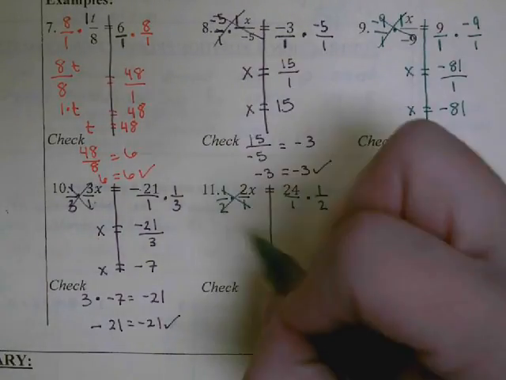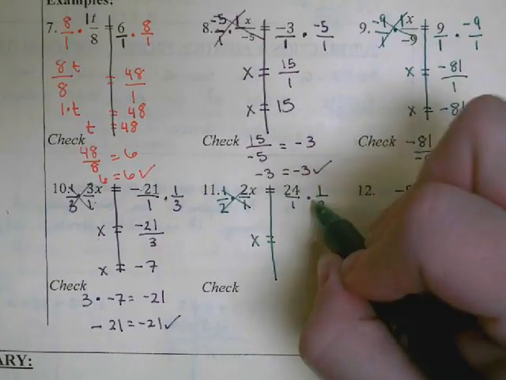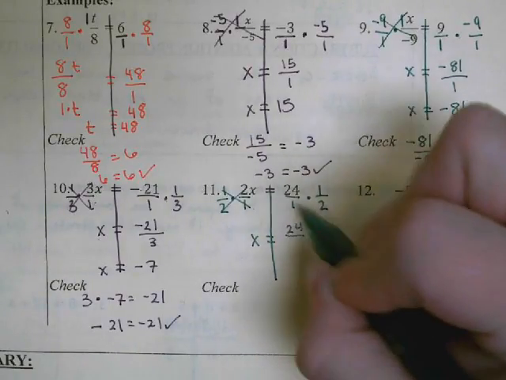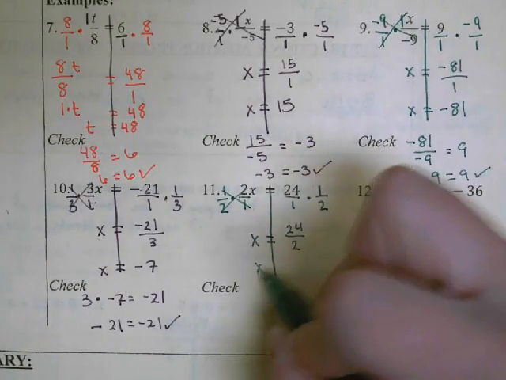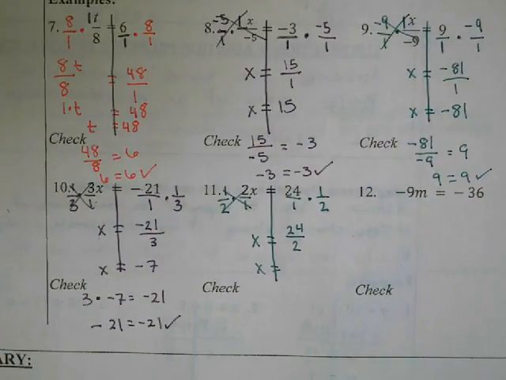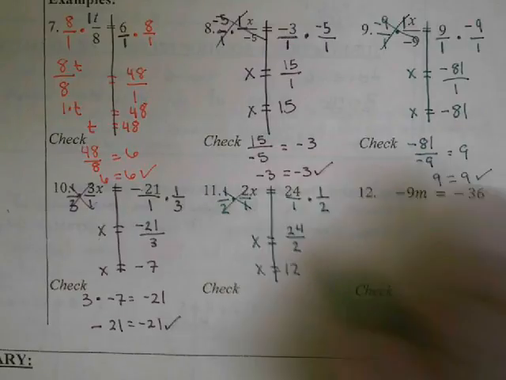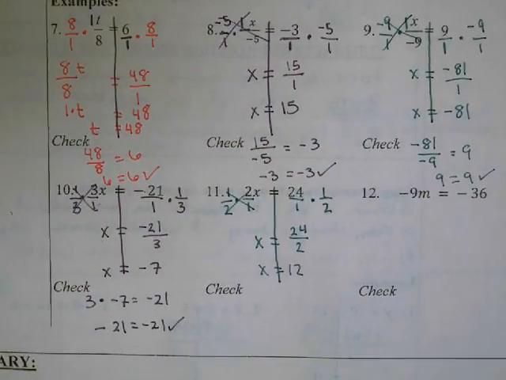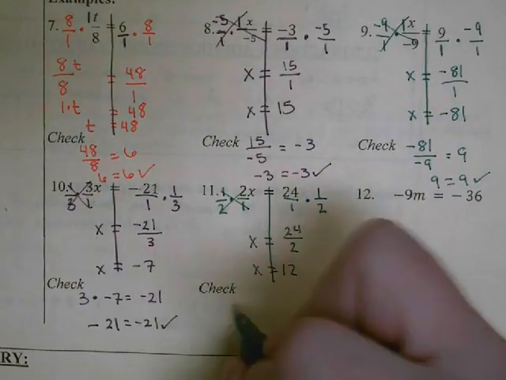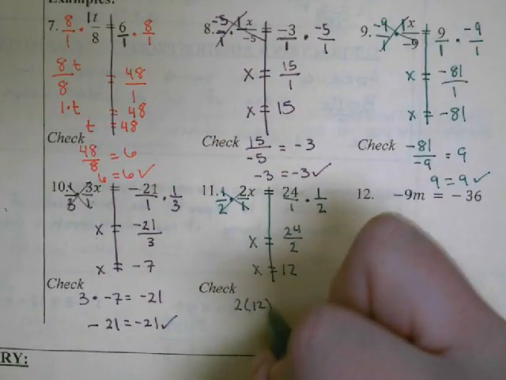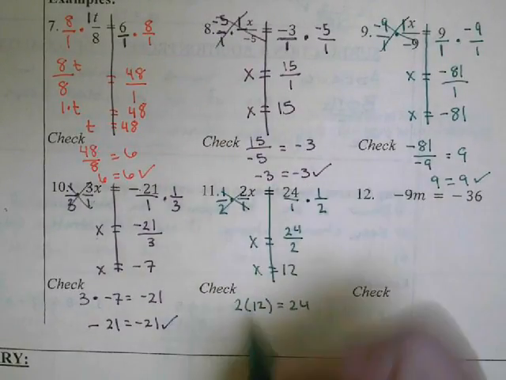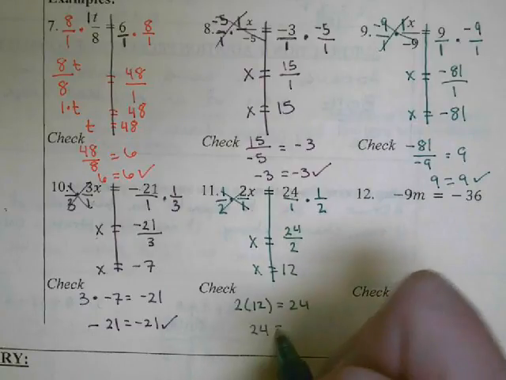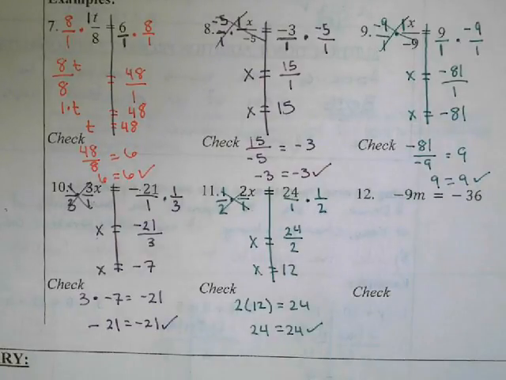That cancels out those fractions, and we have x equals 24 times 1 is 24. 1 times 2 is 2. Do our division. 24 divided by 2 is 12. Now we'll check our work. 2 times 12 equals 24. 2 times 12 certainly does equal 24, and we get 24 equals 24. Check.